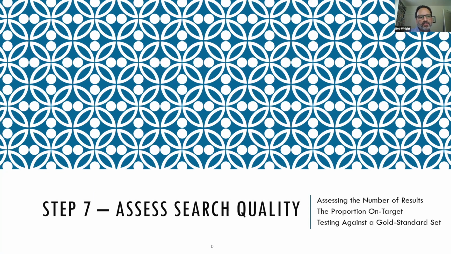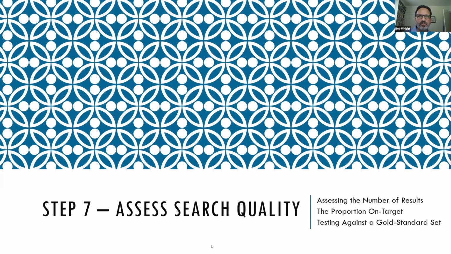Then you can do your seventh step, which is assessing search quality. We'll talk a bit about the results as a number, as a gauge of quality, and when I say quality, I'm alluding a lot to comprehensiveness, but also alluding a bit to precision. In any quality search, you want to balance between the two.